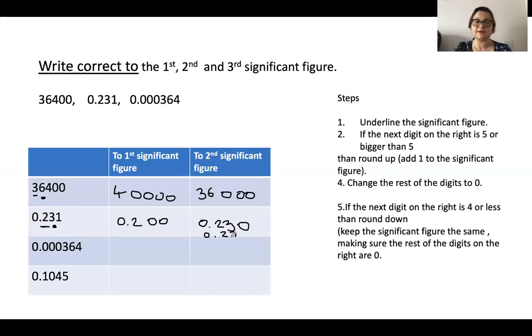And that is absolutely fine. And you can write this one here as 0.2. So 0.23 to one significant figure equals 0.2. Let's have a look at this one.